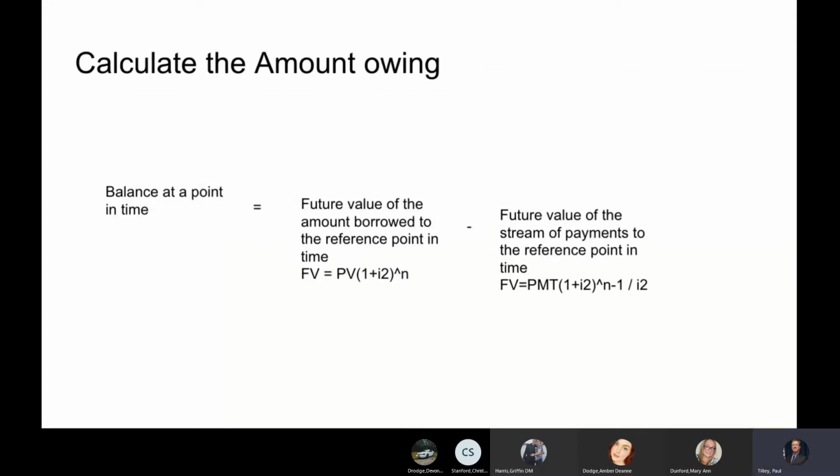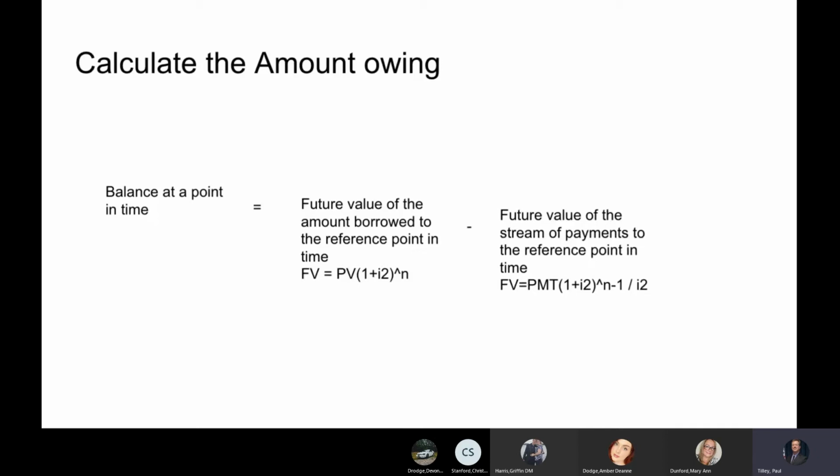In order to calculate the amount owing, as I was just saying about 5 minutes ago, the amount owing on a mortgage loan is given by a simple formula. The balance at any point in time is really the future value of the amount borrowed to the reference point in time. So let's assume we're 5.5 years into the mortgage. The reference point in time is 5.5 years. So we use that simple future value formula to calculate that.